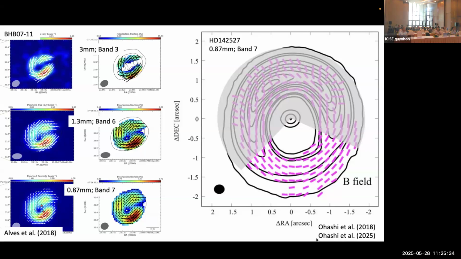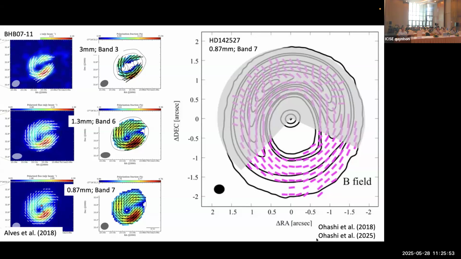Don't know it for sure. This is another system, HD 142527. I discussed that in the northern part, we see a transition of patterns from azimuthal to radial, which is indicative of scattering. However, in the southern part, there are 2 differences.